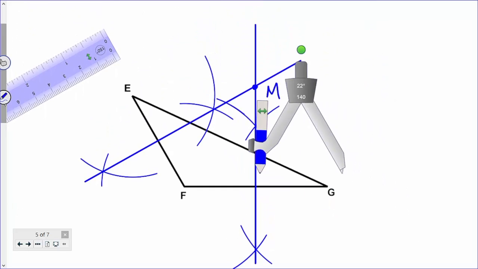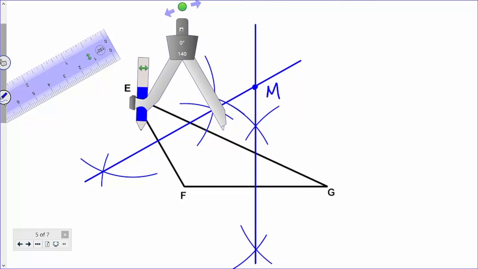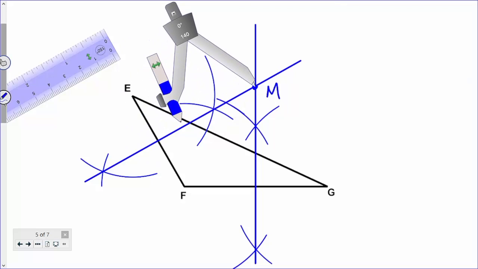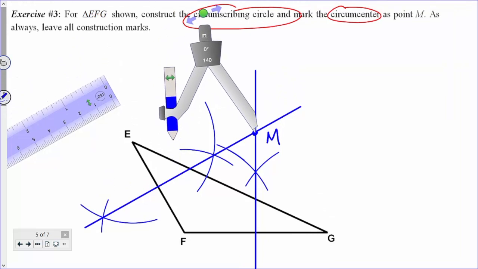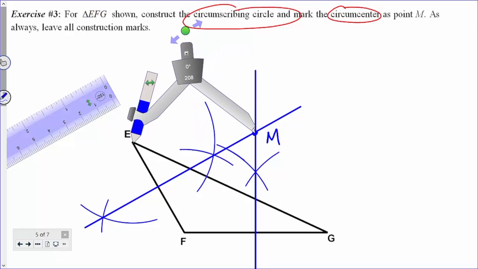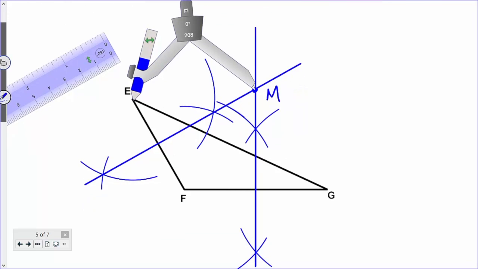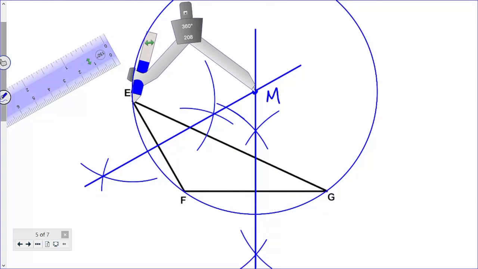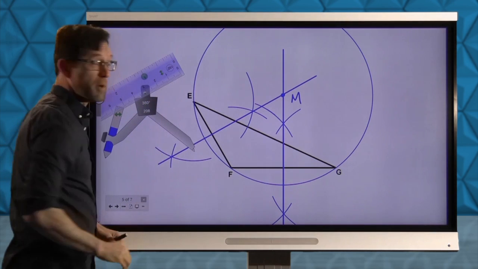I need to put the center of my circle on the point there. Let me rotate this up and out a little bit more. A little bit more. Remember, I can go to any one of the three vertices now. Any one of the three. And draw that circle. Well, I'm not going to get much better than that.